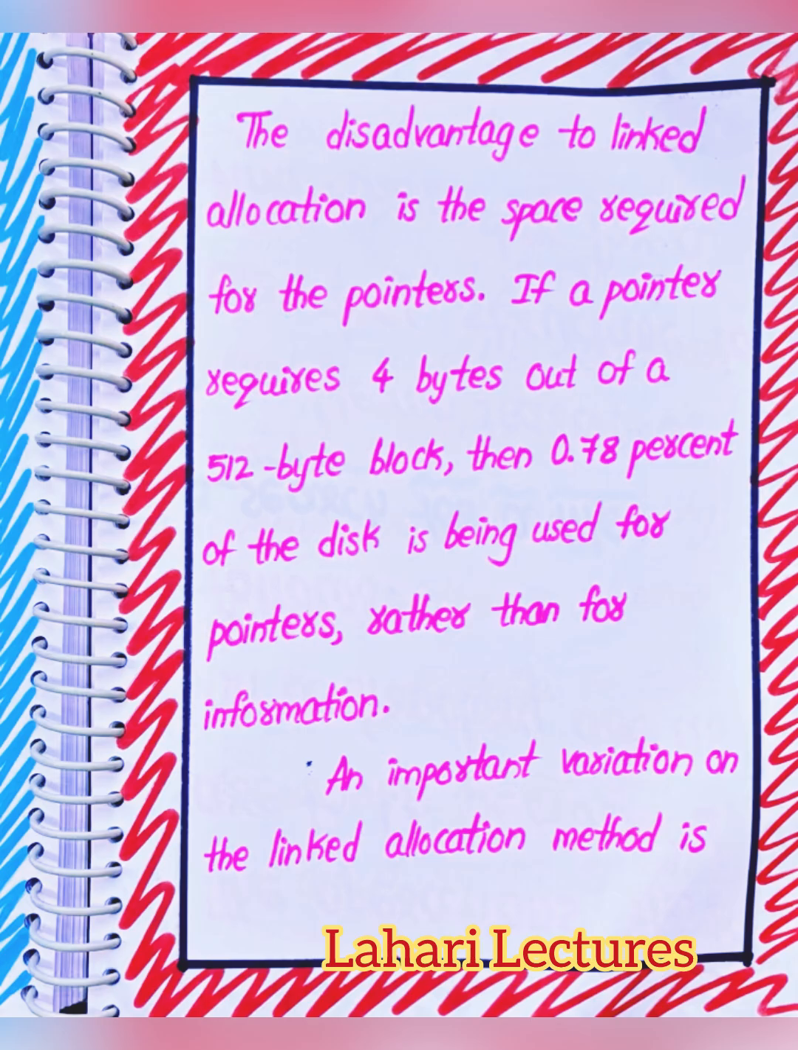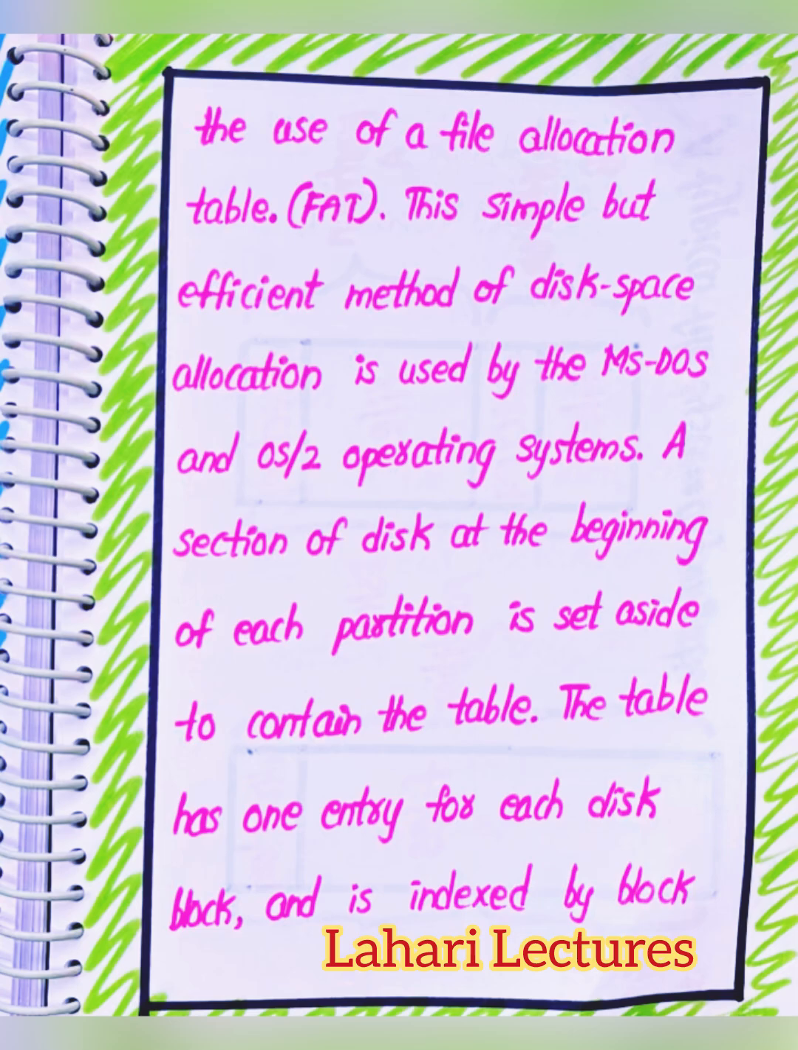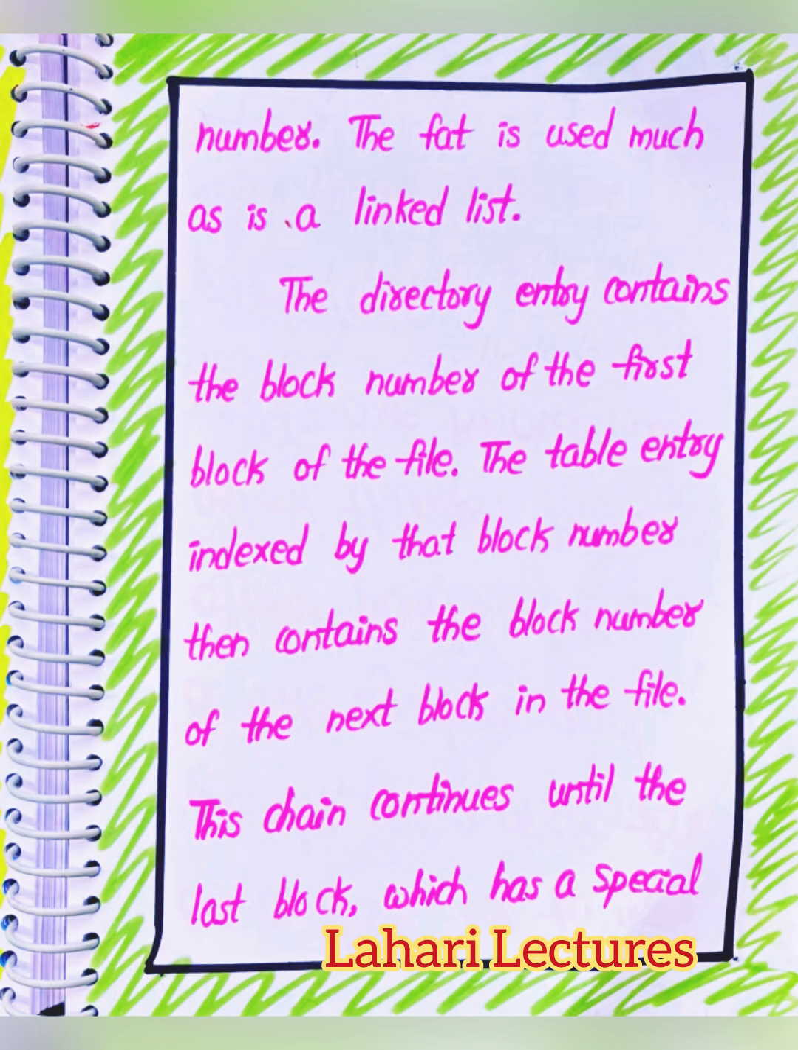An important variation on the linked allocation method is the use of a file allocation table, FAT. This simple but efficient method of disk space allocation is used by the MS-DOS and OS/2 operating systems. A section of disk at the beginning of each partition is set aside to contain the table. The table has one entry for each disk block and is indexed by block number. The FAT is used much as a linked list is.